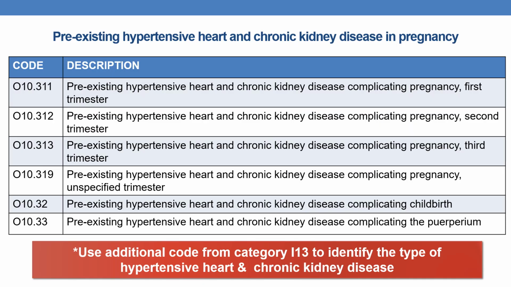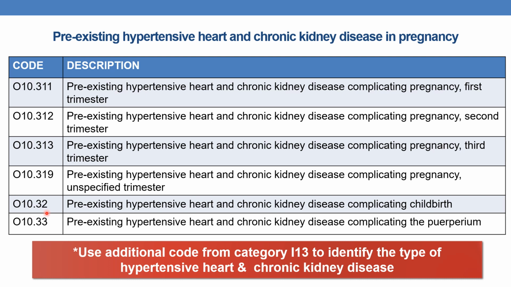Now coming to the next category, pre-existing hypertensive heart and chronic kidney disease complicating pregnancy. It is given by the series code O10.311, which indicates pre-existing hypertensive heart and chronic kidney disease complicating pregnancy, first trimester. The sixth character 1 indicates first trimester, 2 indicates second trimester, 3 indicates third trimester, 9 indicates unspecified trimester. Whereas the fifth character 2 indicates complicating childbirth, and fifth character 3 indicates complicating puerperium. This is common for all O10 series.